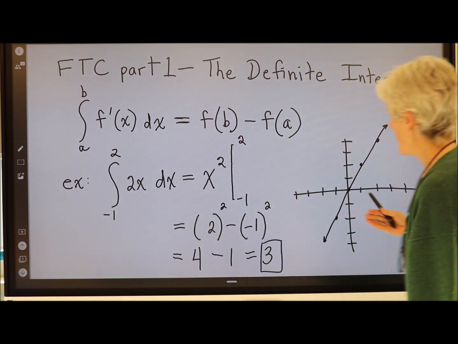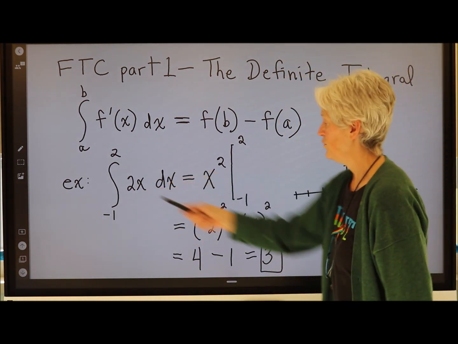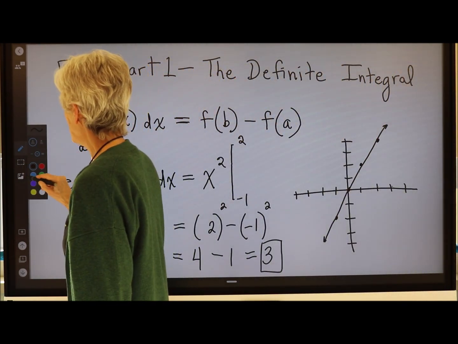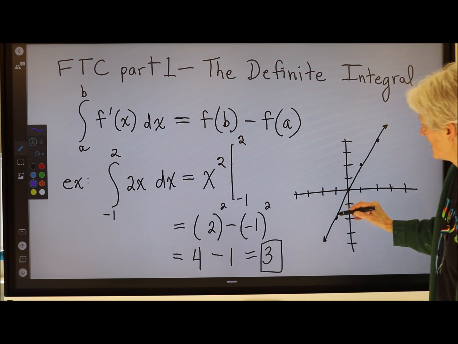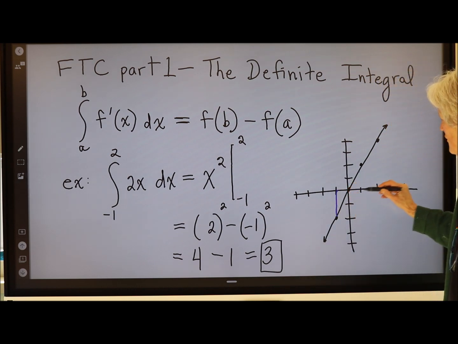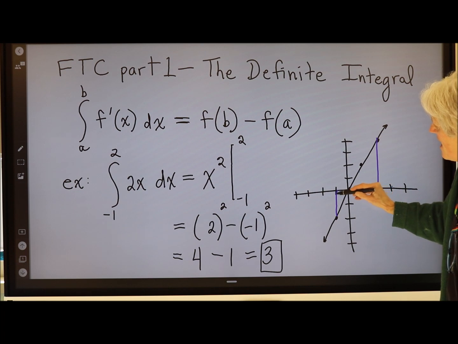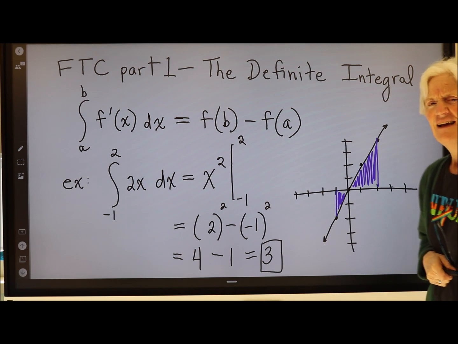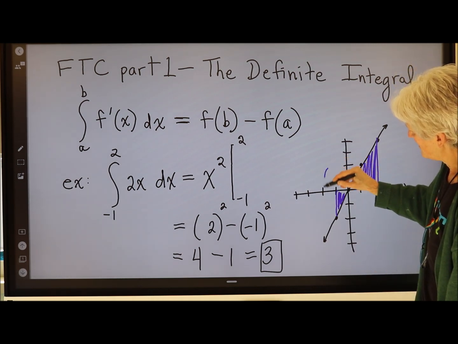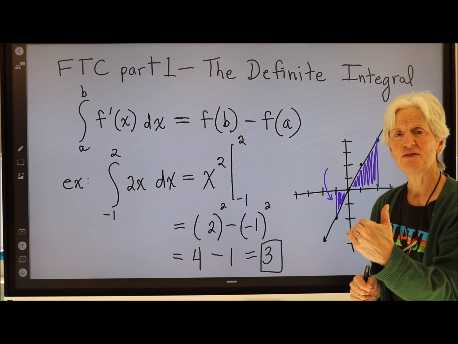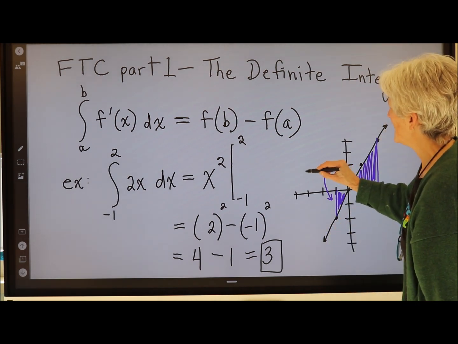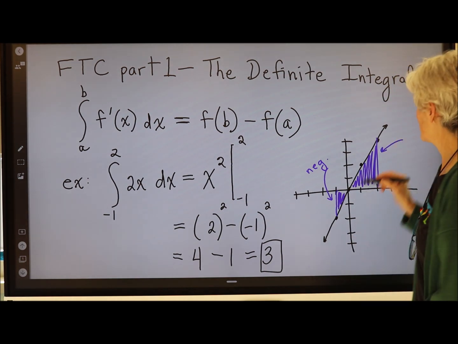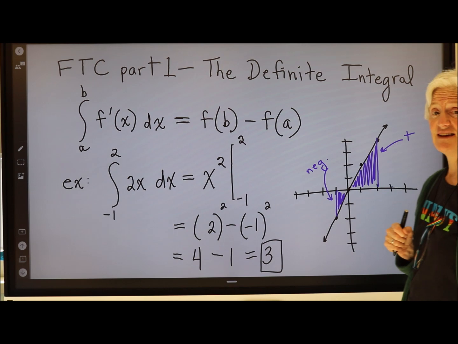All right, let's look at the graph. I just graphed 2x. The definite integral is the signed area between the curve and the x-axis. So I'm going from -1 to 2. I'm going to just shade in that area. I hope you're thinking what I'm thinking. This area is underneath the x-axis. So that's going to be negative signed area. This area is above the x-axis. That's going to be positive signed area.